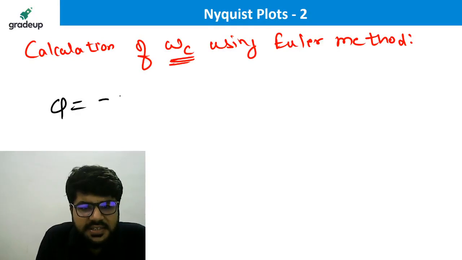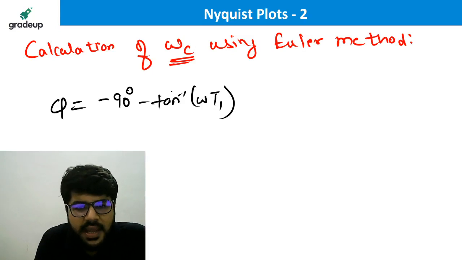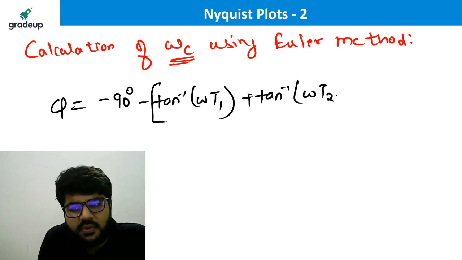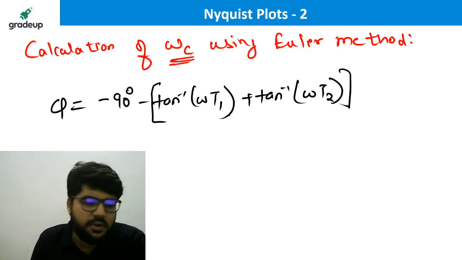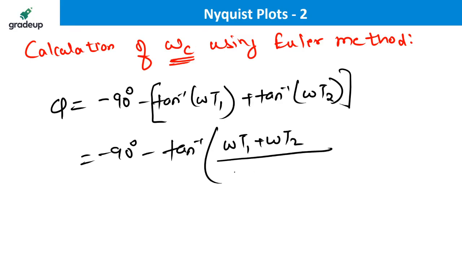So what is my phase, guys? It is minus 90 minus tan inverse omega t1, and let me take this minus outside, so it becomes plus tan inverse omega t2. Tan inverse A plus tan inverse B is how much? It is given by the identity tan inverse of (A plus B) divided by (1 minus AB). Okay, and then this is the simplified expression. There were two tan inverse terms. I have simplified: tan inverse A plus tan inverse B is tan inverse of (A plus B) upon (1 minus AB).